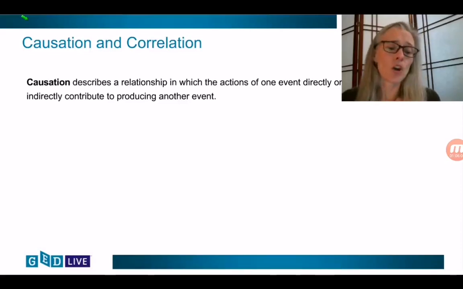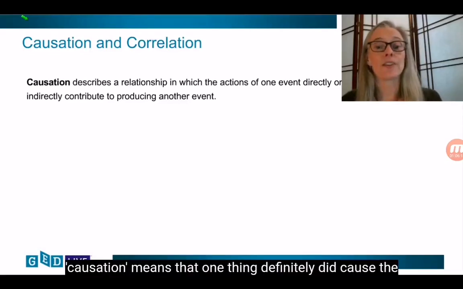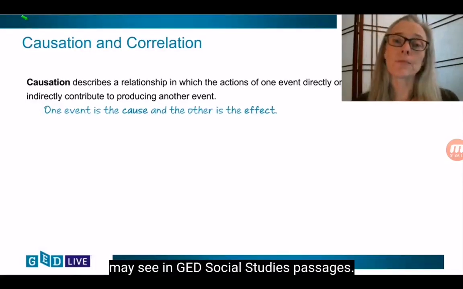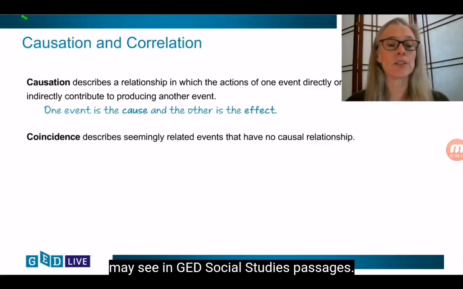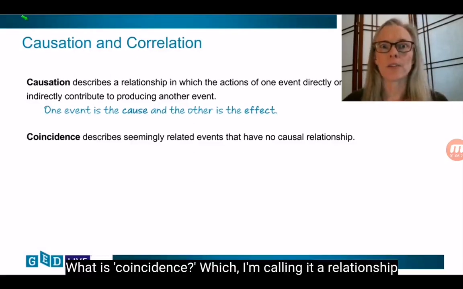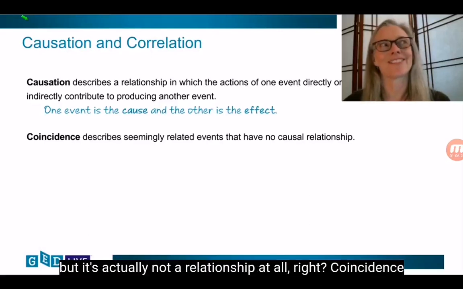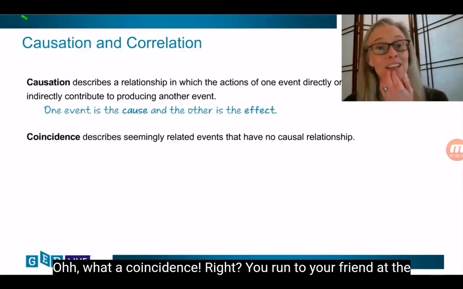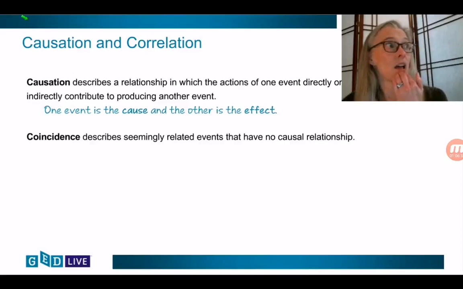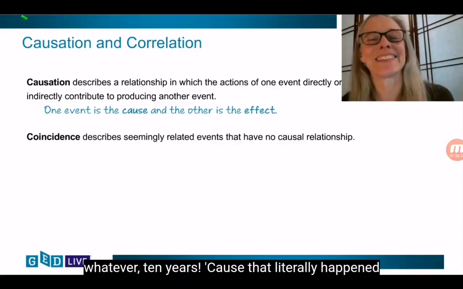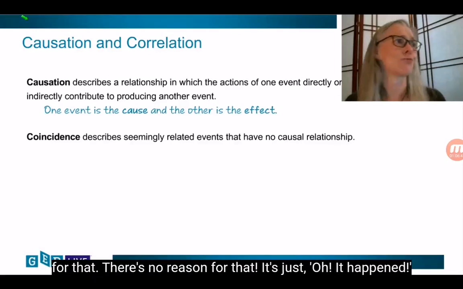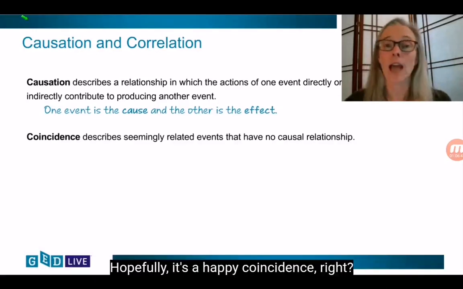Now, causation means that one thing definitely did cause the other. There are other kinds of relationships that you may see in GED Social Studies passages. One is coincidence, which I'm calling a relationship, but it's actually not a relationship at all, right? Coincidence just means two things happened at the same time. Oh, what a coincidence, right? You run into your friend at the store you haven't seen in, whatever, 10 years, because that literally happened to me a little while ago, right? Sometimes there's no cause for that. There's no reason for that. It's just, oh, it happened. And hopefully it's a happy coincidence, right?